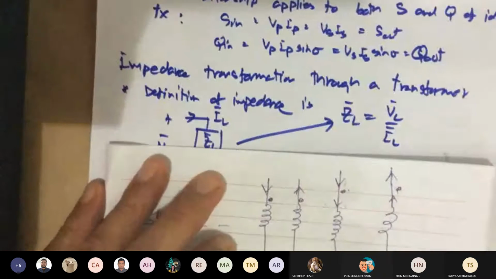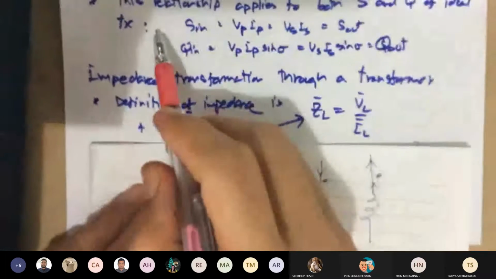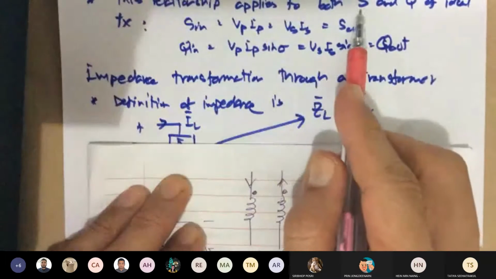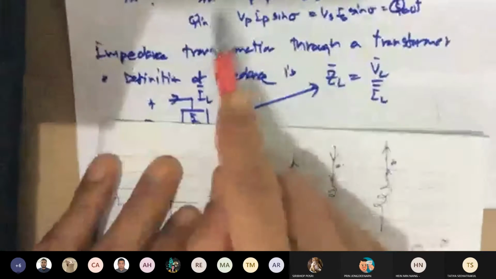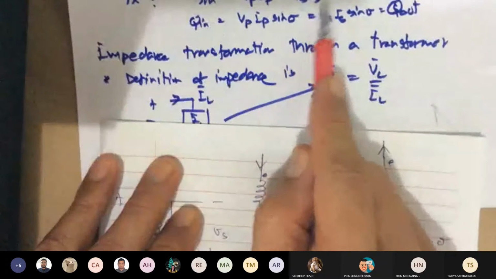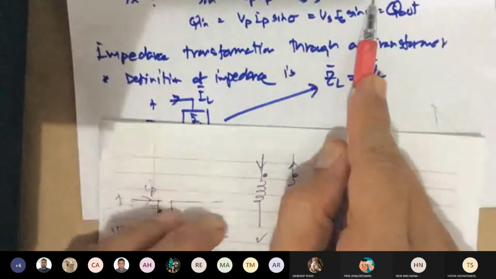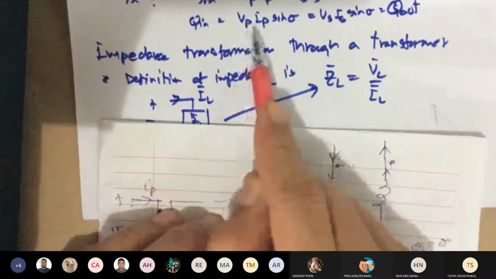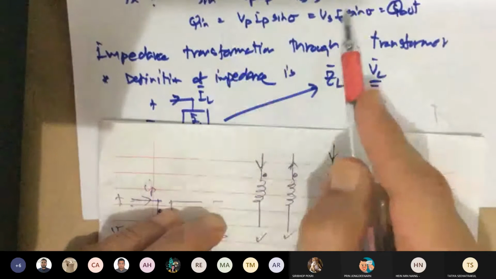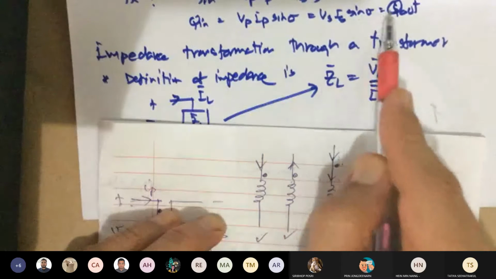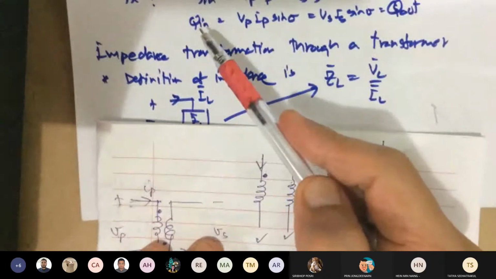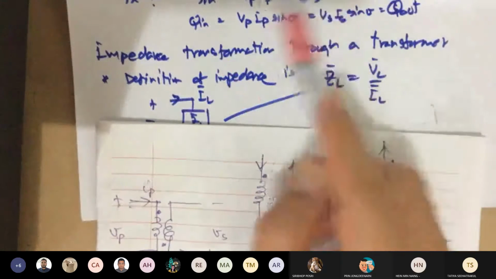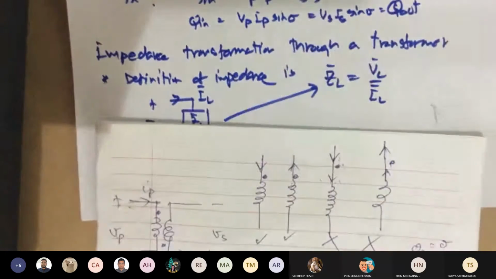Again, once you understand how this works, you can apply the same thing to both apparent power and reactive power. Which would give you S in, VP IP equals VS IS equals S out. Similarly, for the reactive power, you get Q in, VP IP sine theta, must equal VS IS sine theta, which is Q out. So this is the power relationship. In ideal cases, it's simple stuff.